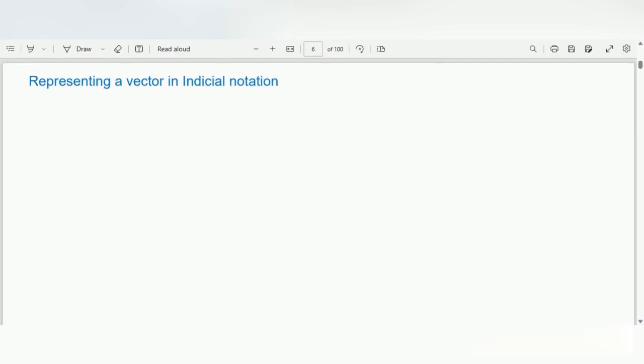Hi, welcome to the video on tensor calculus. In this video, we will discuss how to represent a vector in indicial notation.